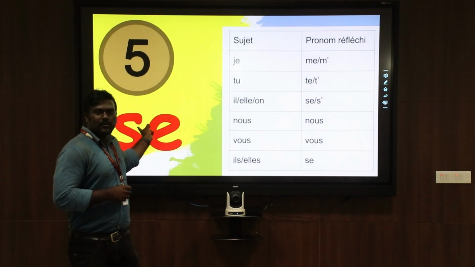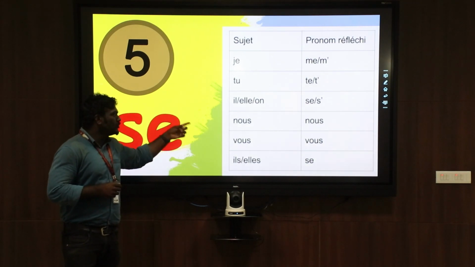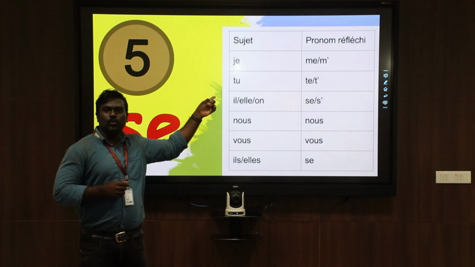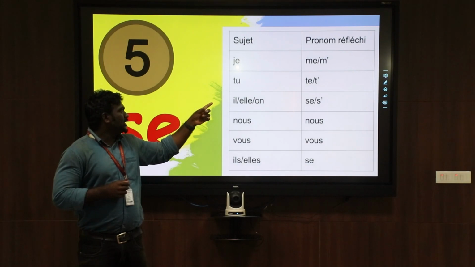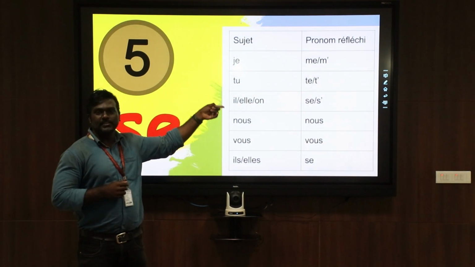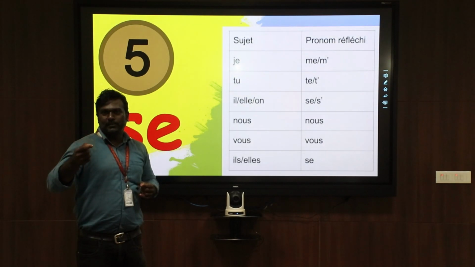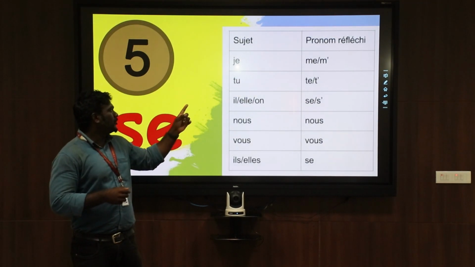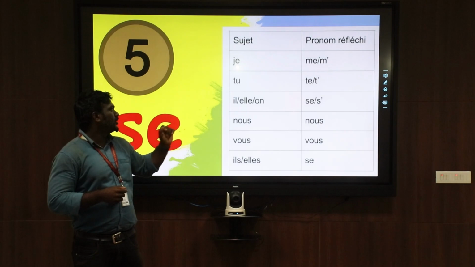When the verb is conjugated, we use these pronominal pronouns: me, te, se, nous, vous, se. And it changes if the verb starts with a vowel: m apostrophe, t apostrophe, s apostrophe.